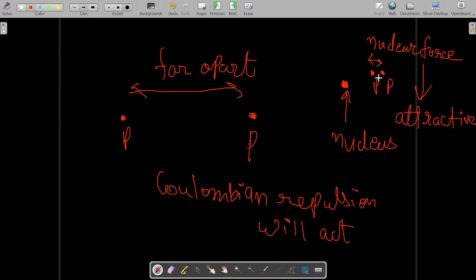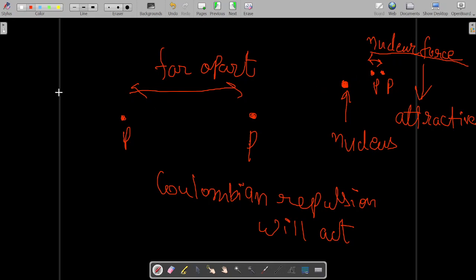Even if we have like-charged particles like two protons, even then this nuclear force is attractive in nature irrespective of the charge. So at this very small distance, the nuclear force becomes the dominating factor, and the Coulombian repulsion force is not dominating. That's why the protons inside the nucleus are held together, and the nucleus does not break apart.